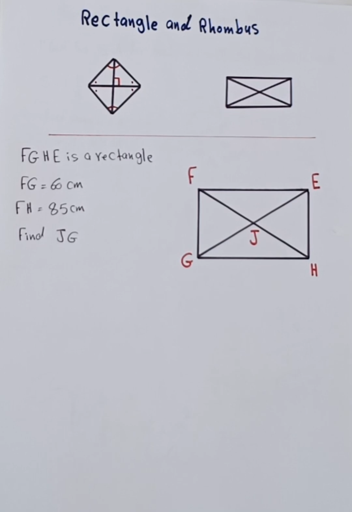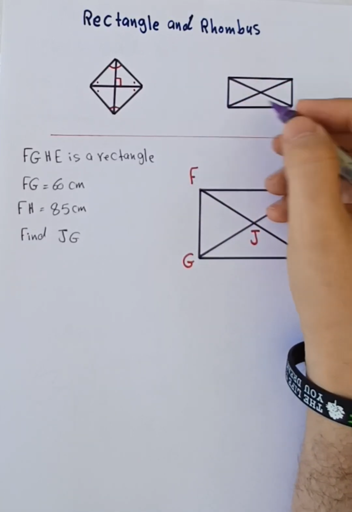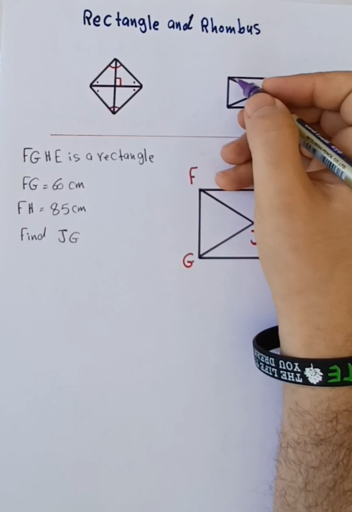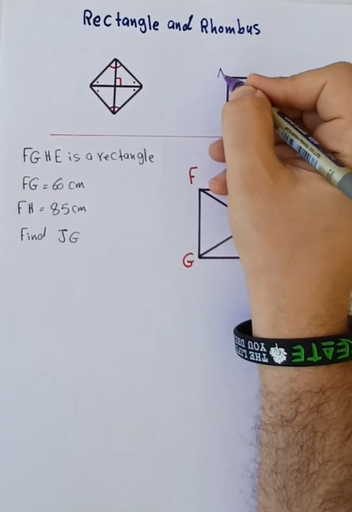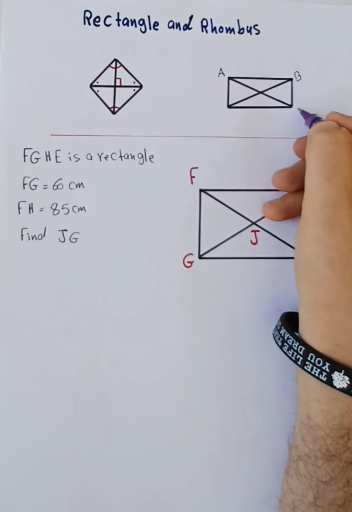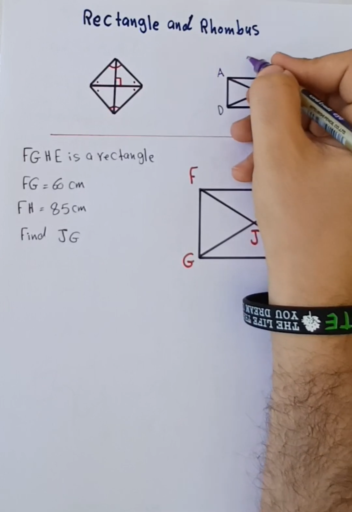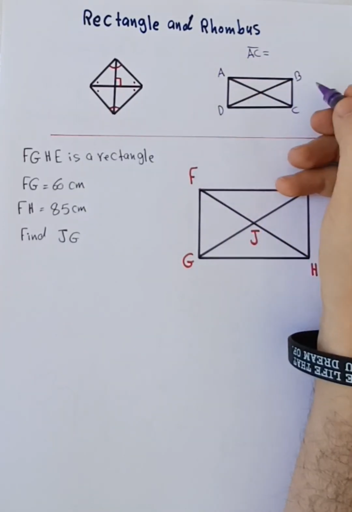In a rectangle, diagonals are congruent. It means these two diagonals are congruent. So when we name this rectangle, for example, we have A, B, C, D. The diagonal AC is equal to the diagonal DB or BD.